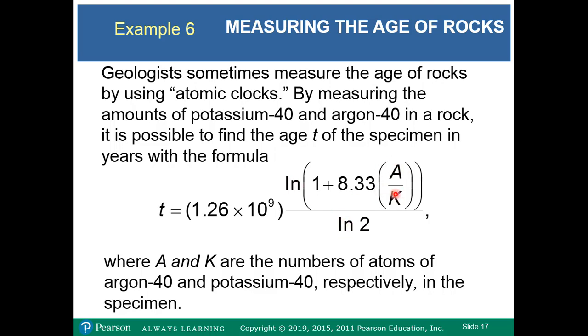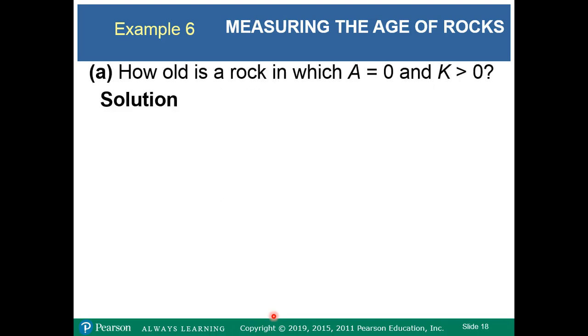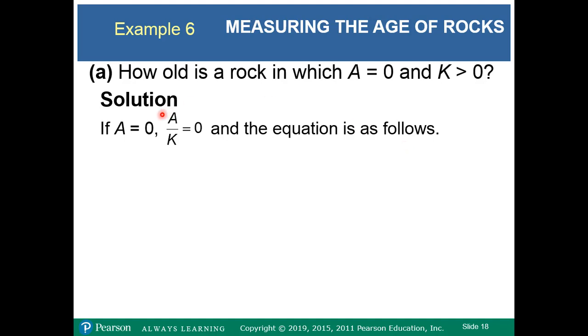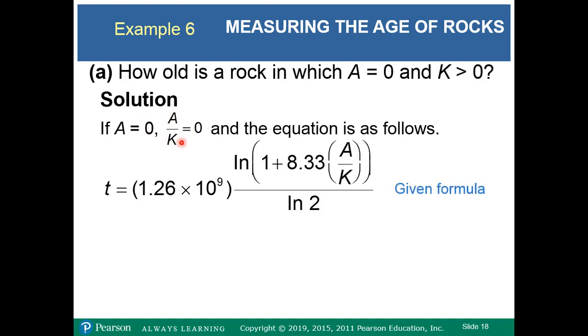and the ratio of the amount of argon 40 and potassium 40. Okay, so now let's use this formula, and it says how old is a rock in which the argon is 0 and K is positive. So that's what we're going to do. We're going to say A is 0, so this is going to be 0. So this simplifies to this.